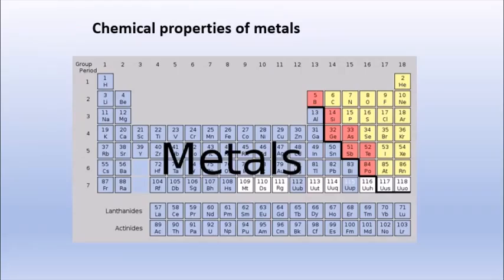So after the physical properties, let us now learn about the chemical properties of metals. Now metals are also called electropositive elements. Why are they called electropositive elements? Electropositive means they have a positive charge. So what metals do is they lose their electrons and become positively charged ions. We all know if any atom loses its electron, it will become a positively charged ion. So metals lose their electrons very easily and become positive, and that is why they are called electropositive elements.